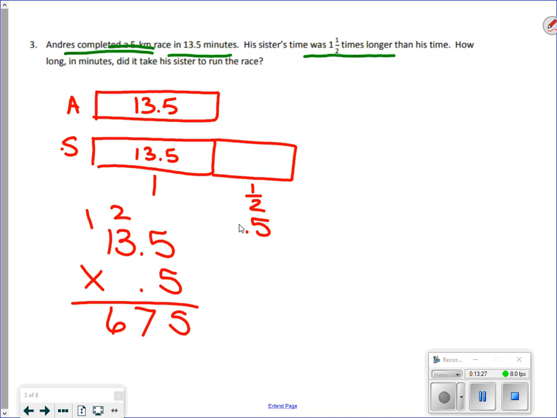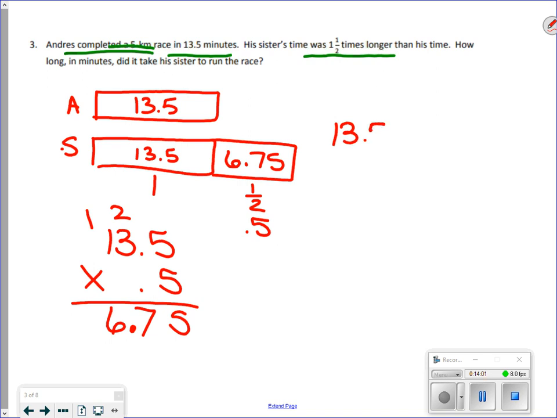13 and 5/10 times 5/10, because 5/10 is 1/2. Say that. 5/10 is 1/2. Every time you see 1/2, it's always equal to 5/10. So 1 decimal, 1 decimal. So 6 and 75/100. This one is 13 and 5/10. That's your 1. 6 and 75/100 is your half.